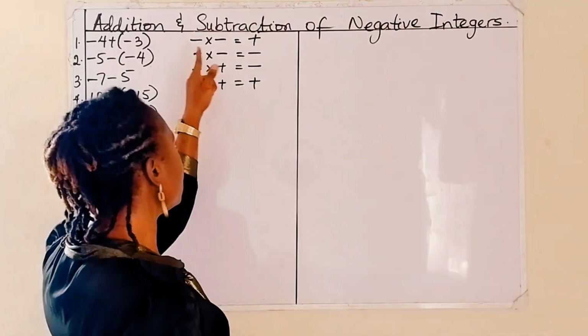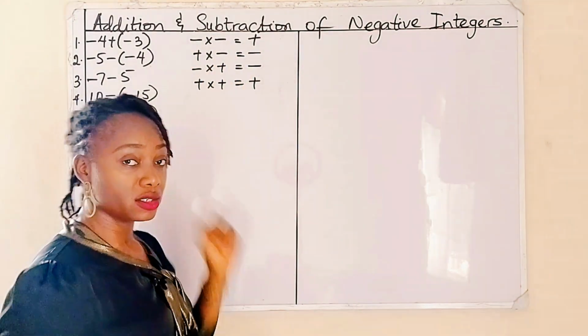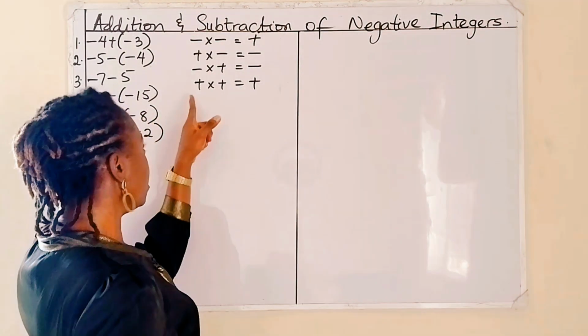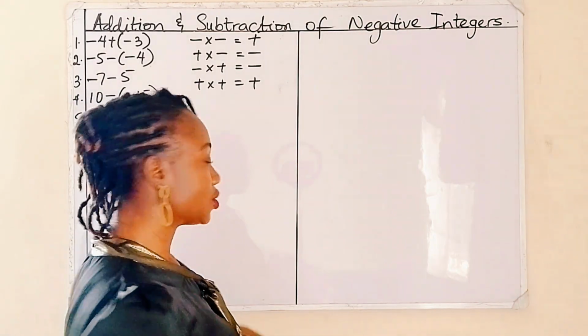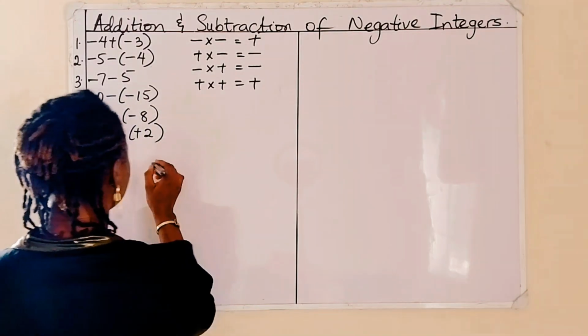Okay? Minus times minus equals plus. Plus times minus equals minus. And minus times plus equals minus. Then the last one, plus times plus equals plus. So now we can solve the questions we have on the board. Solution.